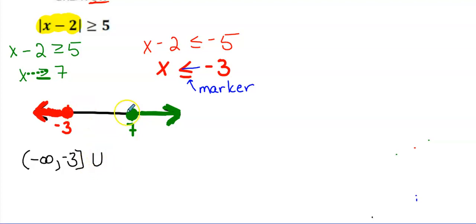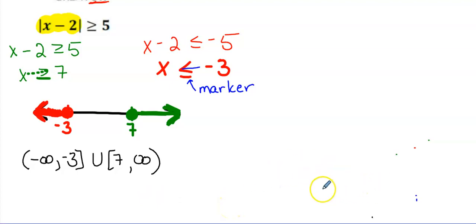And then there's a break, and that's where that symbol comes in. That's the or part. There's the positive 7, that's included. And then it goes to positive infinity. And that would be parentheses, because infinity and negative infinity are always parentheses.